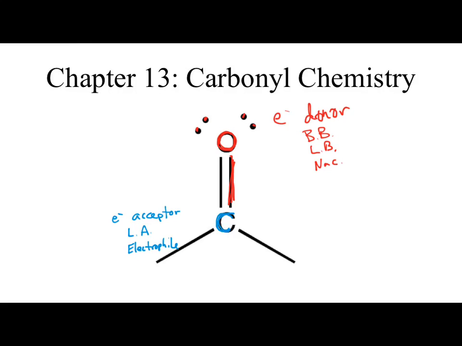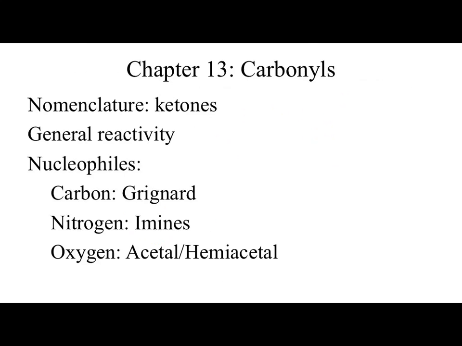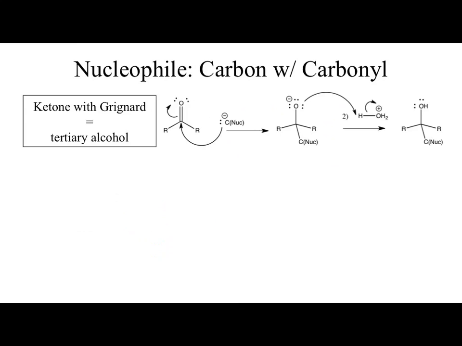Okay? So, last week we ended, we kind of summarized what was going on. We've got our nomenclature of our aldehydes and ketones. We've got our general reactivity, which we just addressed, and now we're going to take a look at the nucleophiles. Okay? How can we have each of these individual nucleophiles react with a carbonyl? What's the end result of each of those reactions?